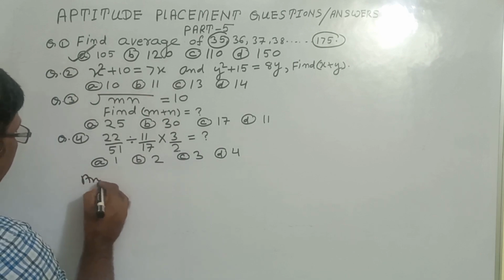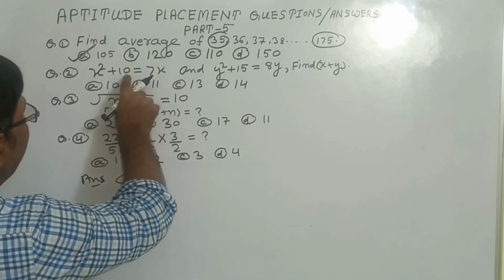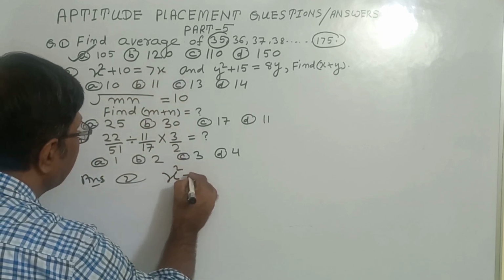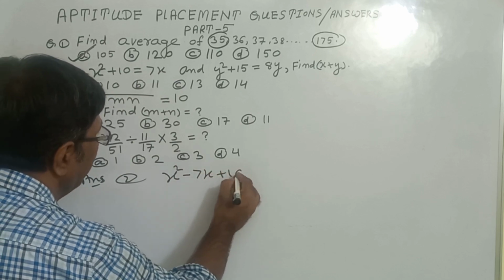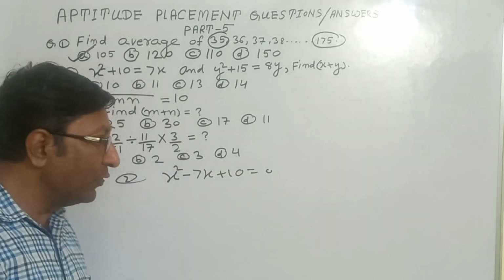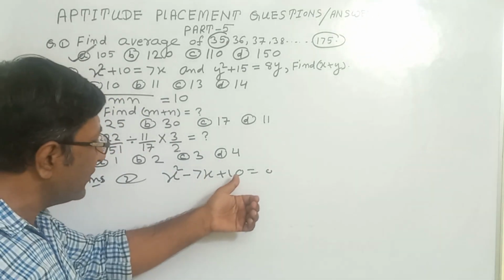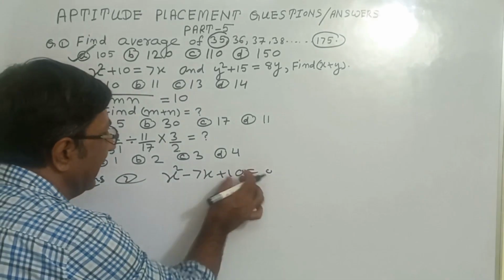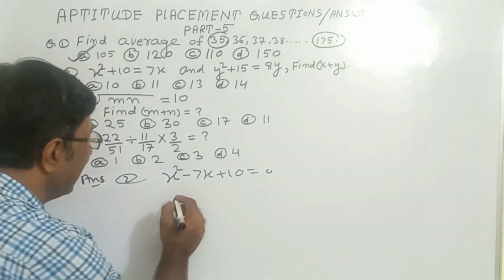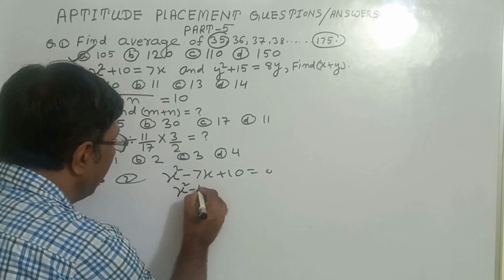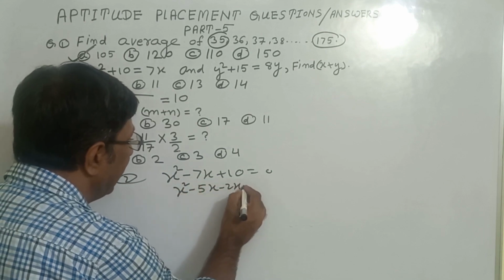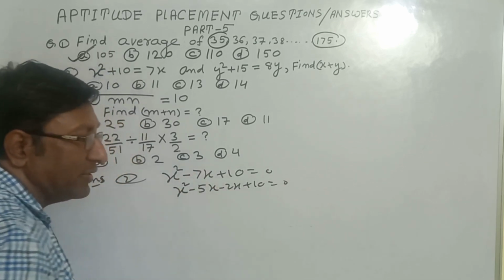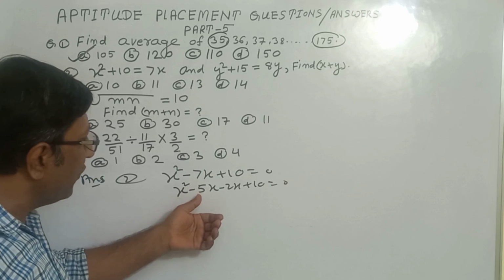So this is the question x square plus 10 equals 7x. We can write this as x square minus 7x plus 10 equals 0. You know this is a quadratic equation, so we can solve it by the factorization method. There is a 10, and 2 fives are 10. So we can write x square minus 5x minus 2x plus 10 equals 0. From this you can say x equals 5 and 2.